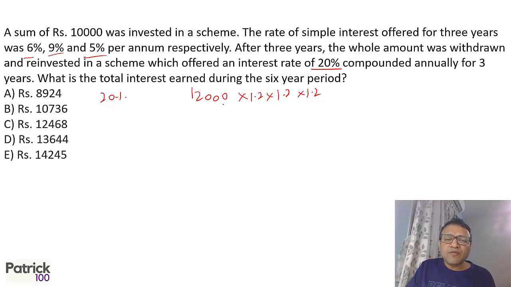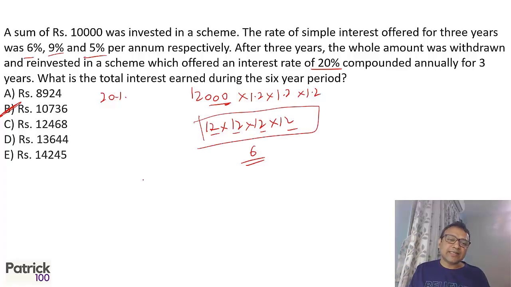Now if you notice properly, if you look at the last digit, the zeros will get cancelled. So 12 into 12 into 12 into 12. The 3 zeros will get cancelled with the point. The last digit will be 2 into 2 into 2 into 2, which is 6. Only one option has last digit 6, B option, so you can directly mark the answer. Or even if you calculate this, you should get 10,736, I believe. You can check it out.